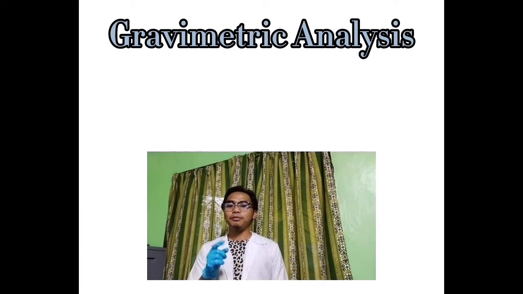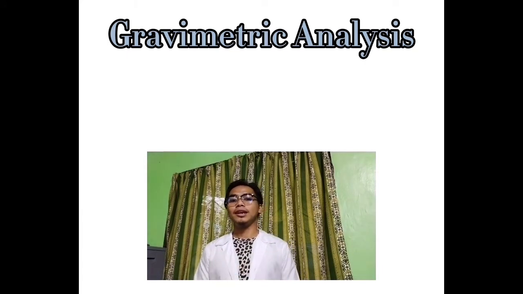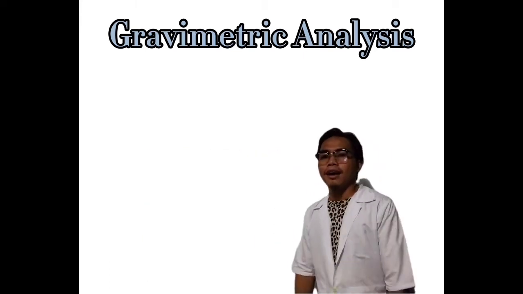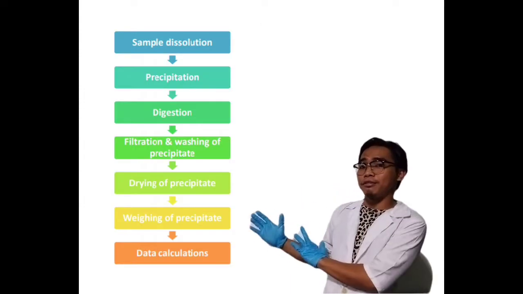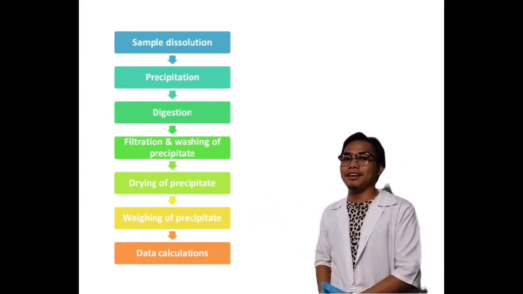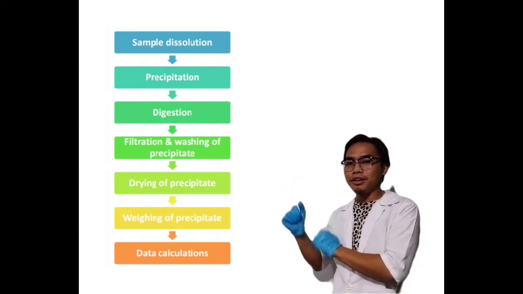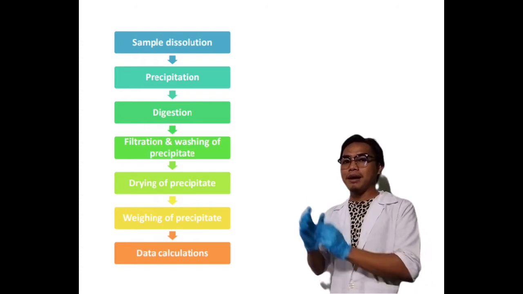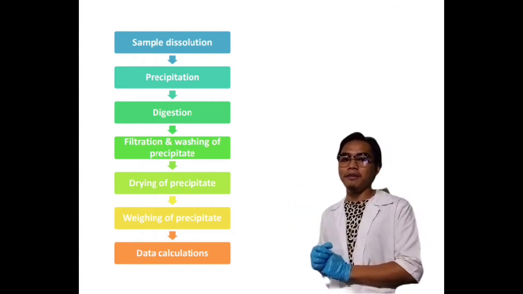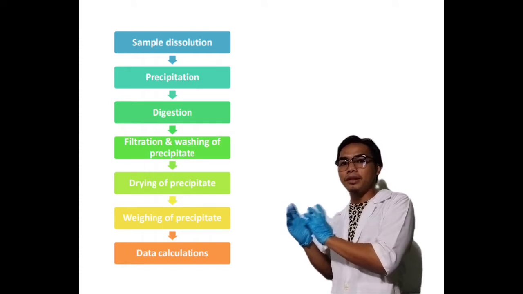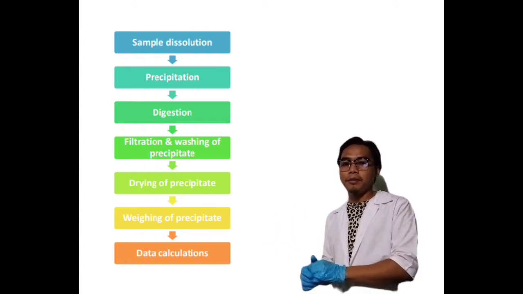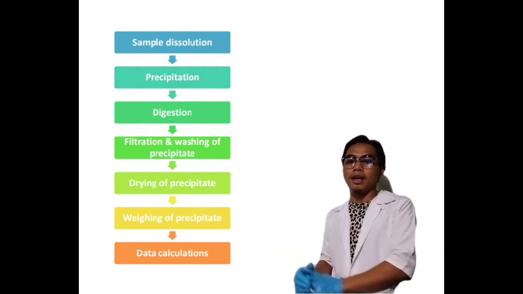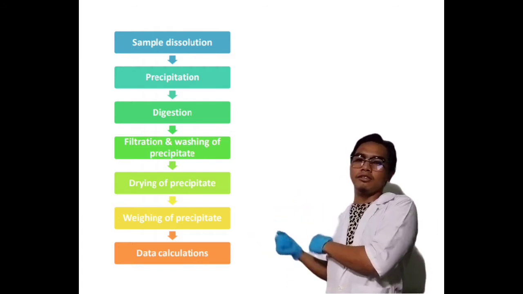So now, let's proceed to the steps in gravimetric analysis. Let's go! So now we have these steps for gravimetric analysis. First we have sample dilution. Second we have precipitation. Third we have digestion. Fourth we have filtration and washing of precipitate. And fifth we have drying of precipitate. Sixth we have weighing of precipitate and data calculation.